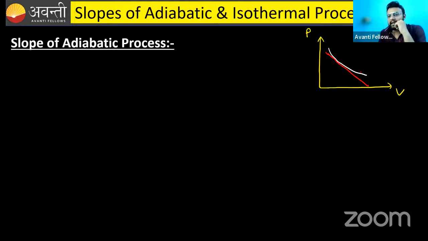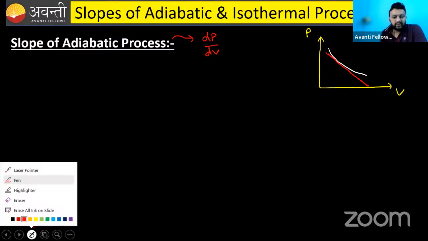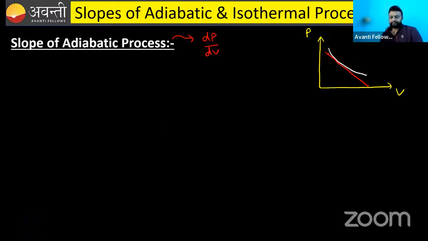The graph is between P and V. So the slope of the adiabatic process is nothing but dP over dV. This is the slope, dP over dV. So we will calculate this dP over dV. For that, you should know differentiation actually, how to differentiate things in the U into V form. Okay.